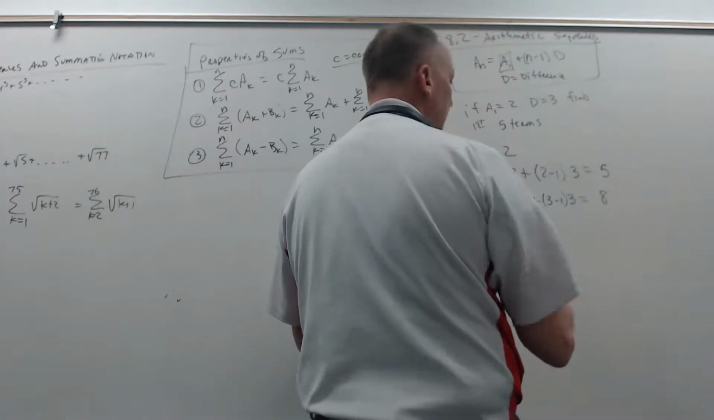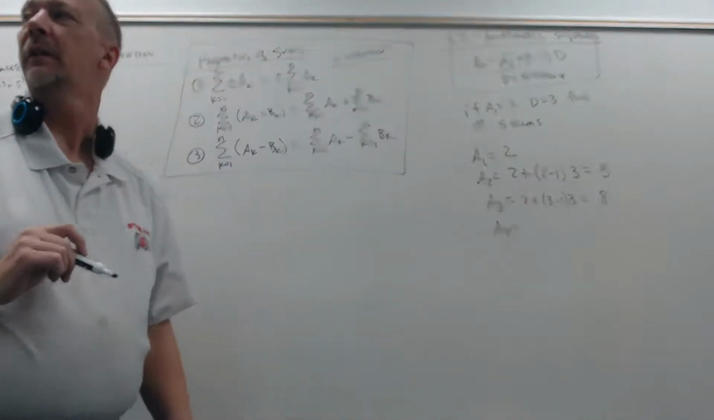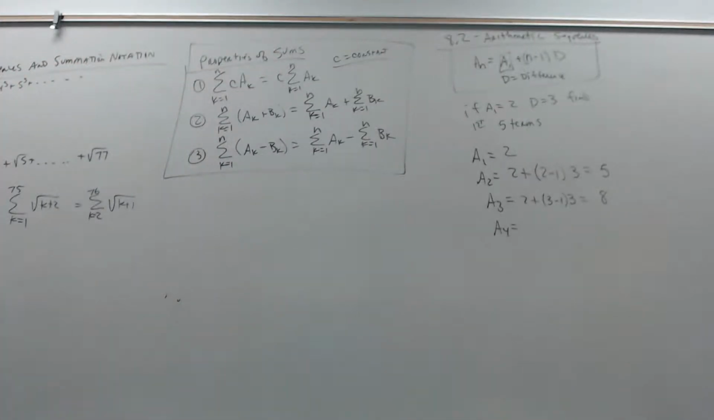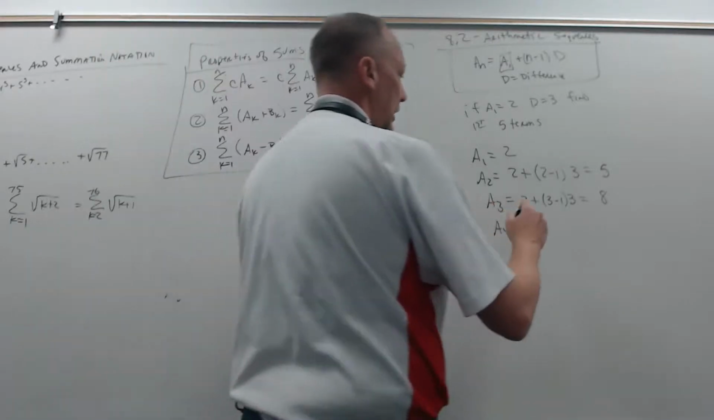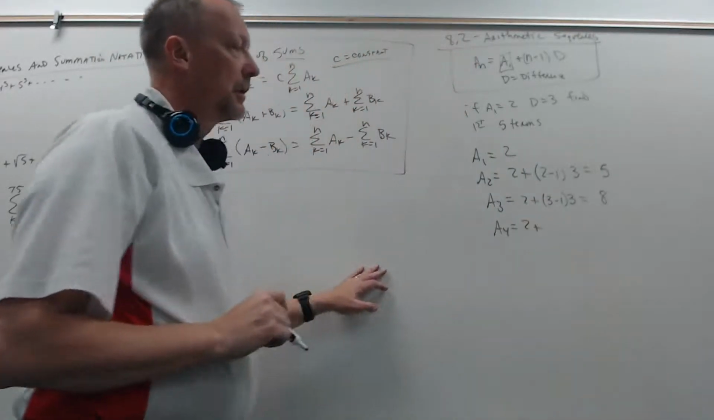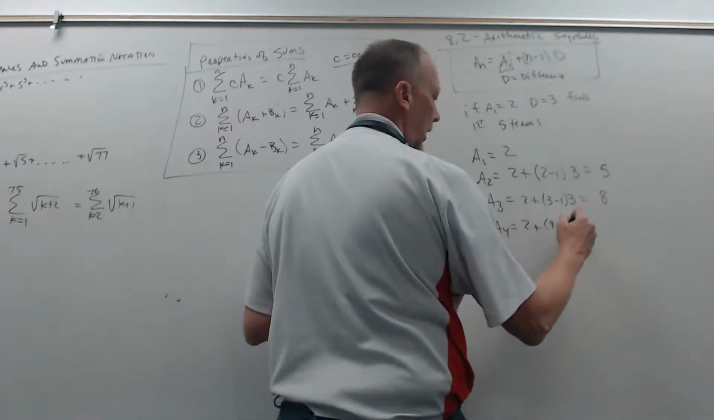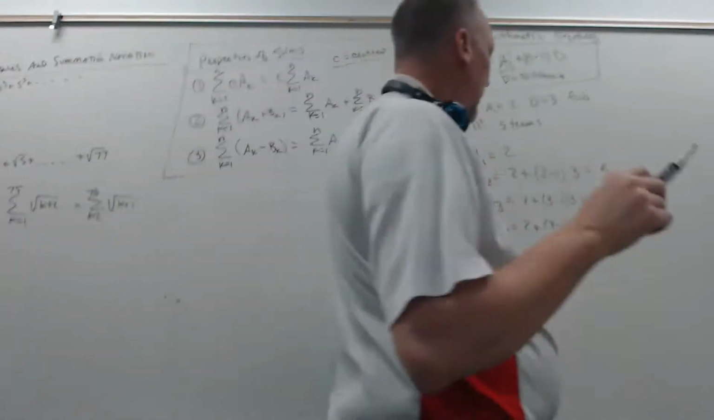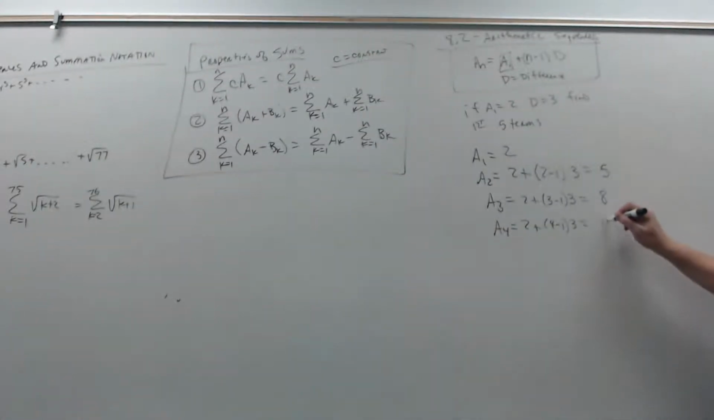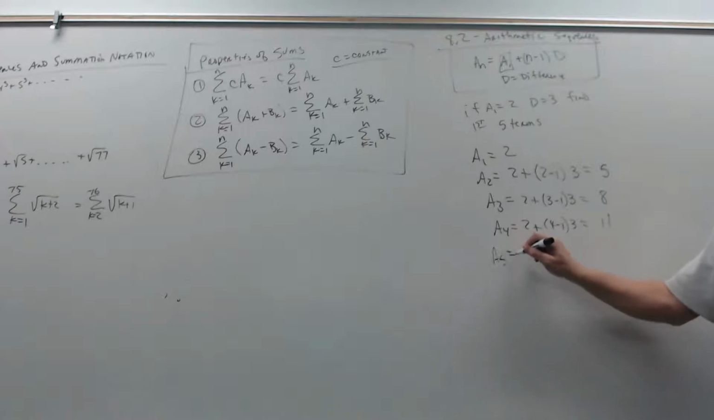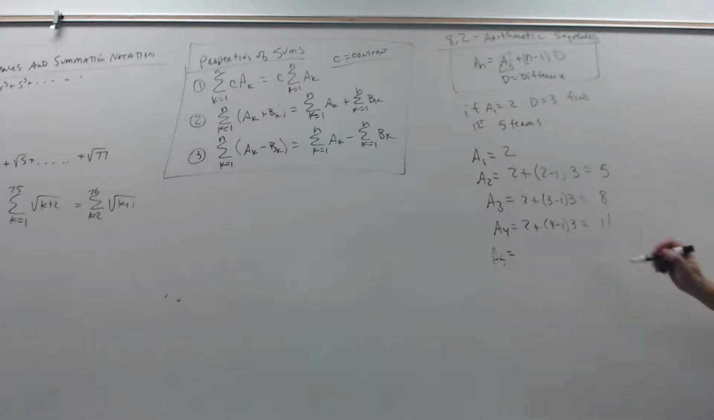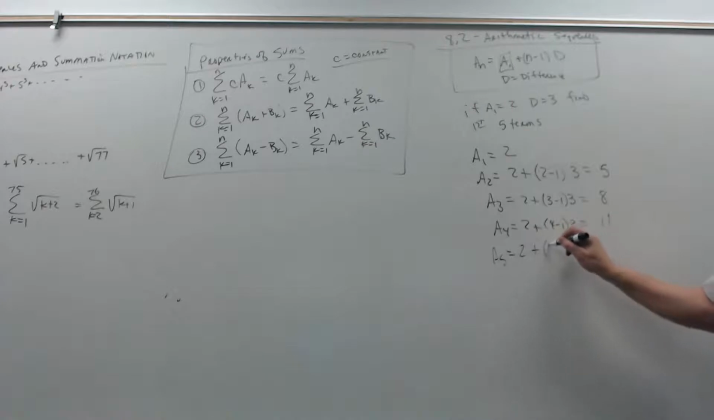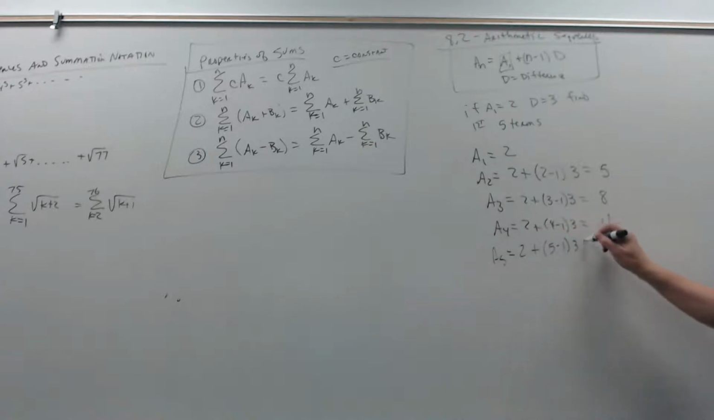A sub 4 equals, Angel, it must be your turn again. 2 plus 4 minus 1 times 3. 4 minus 1 is 3, times 3, plus 2, 11. A sub 5, Berkeley. 2 plus, in parentheses, 5 minus 1 times 3. That's 4 times 3 is 12, plus 2 is 14.